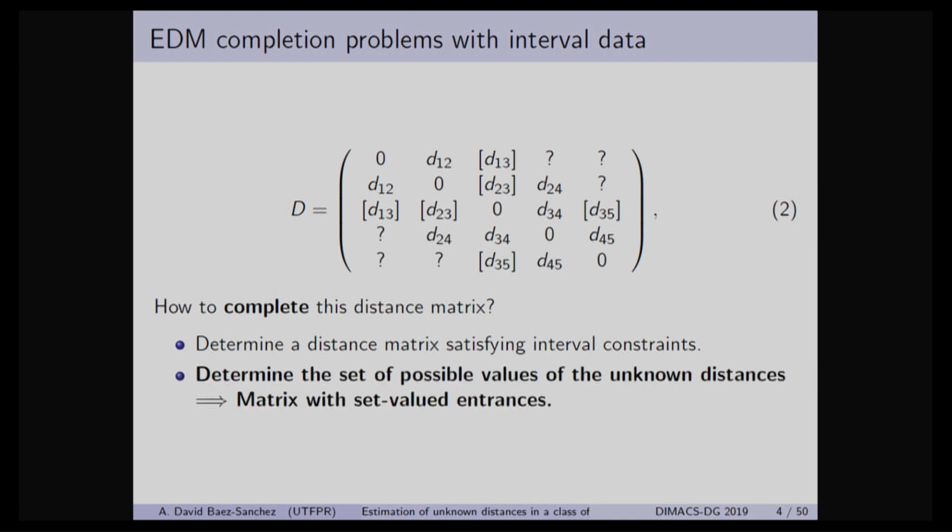But we are more interested in a different kind of completion of this matrix. We would like to know what are the possible values for this entry. What is the set of values of this distance? So in this setting, we are going to end up with a matrix with set-valued entries. This is what we would like to achieve.